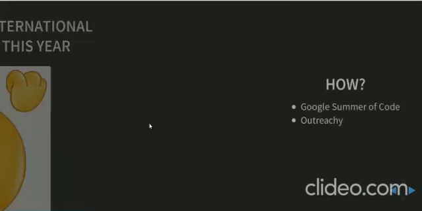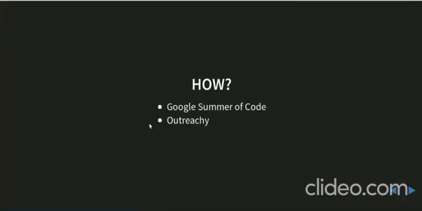For example, there are two main open source programs that students generally want to get selected in. First is Google Summer of Code and second is Outreachy. Google Summer of Code is held once a year and Outreachy is held twice a year. There are two rounds in Outreachy.